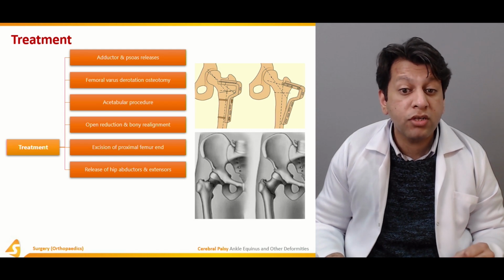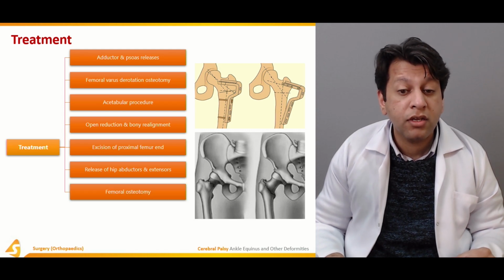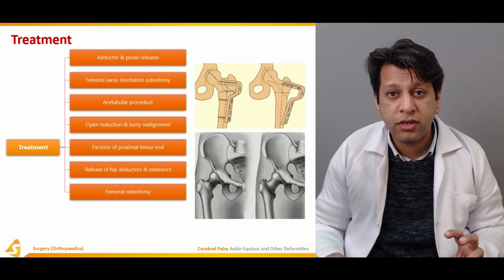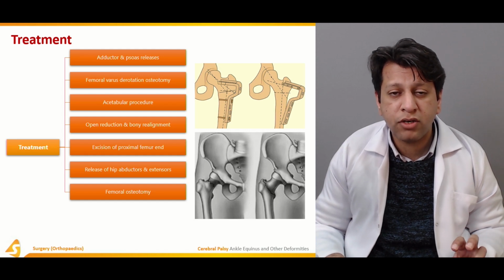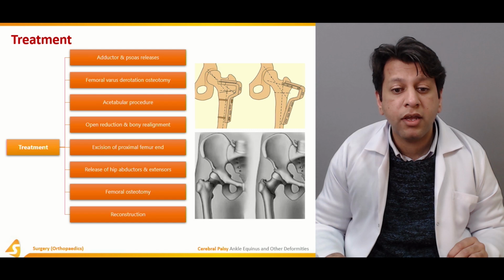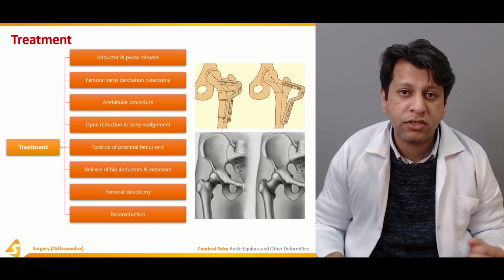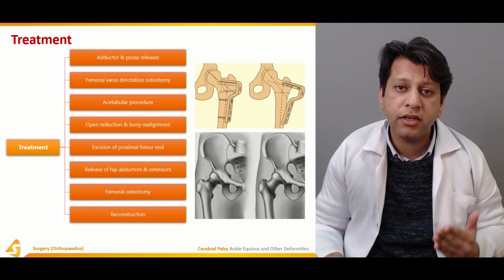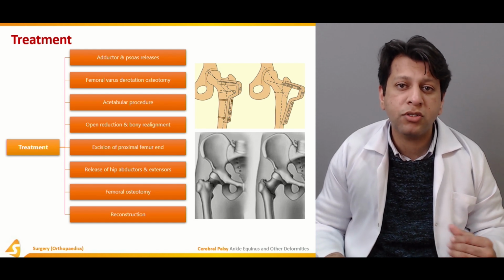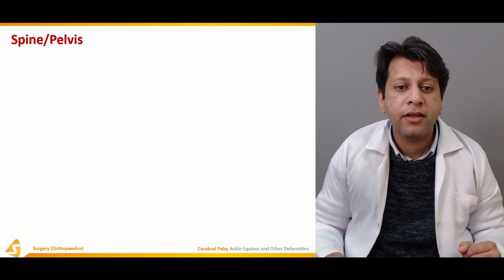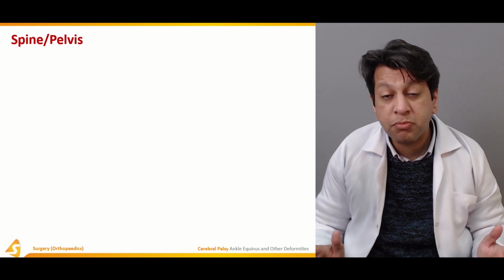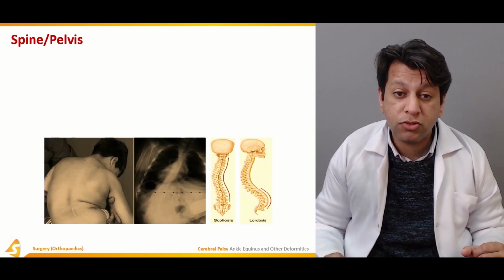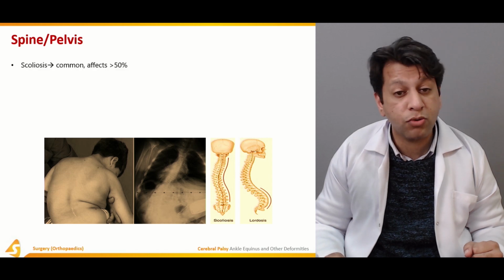This may require release of hip abductors and extensors, and femoral osteotomy to decrease the retroversion of the hip which is present. There may be reconstruction of the acetabulum so that the acetabular dysplasia can be corrected and there is decreased subluxation or dislocation of the hip joint. Then coming to the spine, sometimes the spine may be involved as well, usually associated with kyphosis and scoliosis.